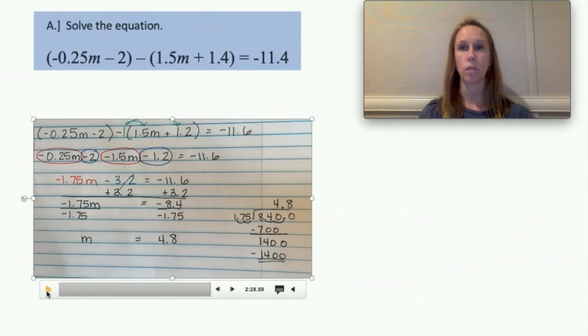So there's your answer to number 1. You can go back and check by substituting 4.8 or 4 8/10 into the original equation and making sure that it's true.